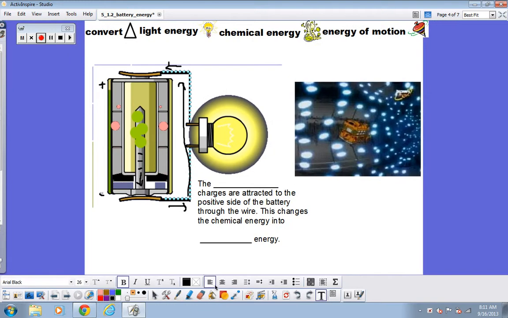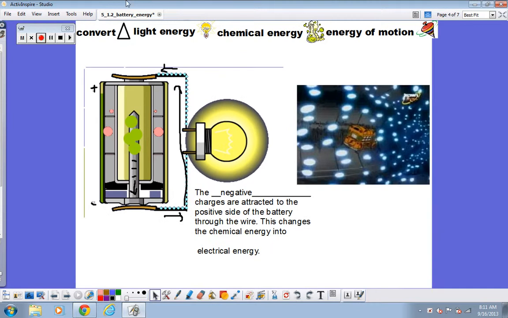So on your graphic organizer, you will see a place for you to write this too. We are going to write that the negative charges are attracted to the positive side of the battery through the wire. This changes the chemical energy into electrical energy. So what we have is converting right here. We have the chemical energy being converted to electrical energy when the negative charges start to move to the other side of the battery through the wire.